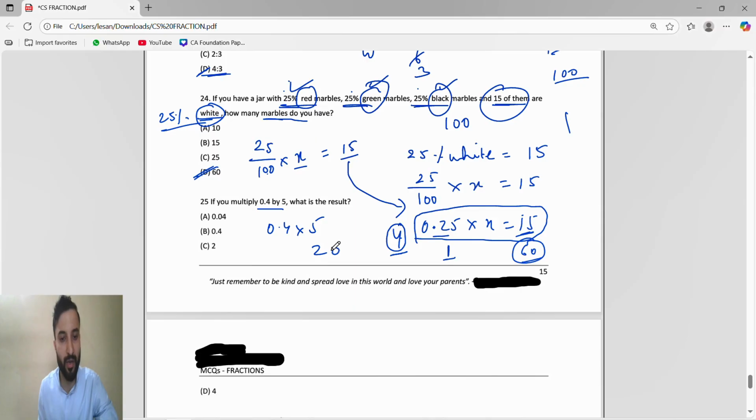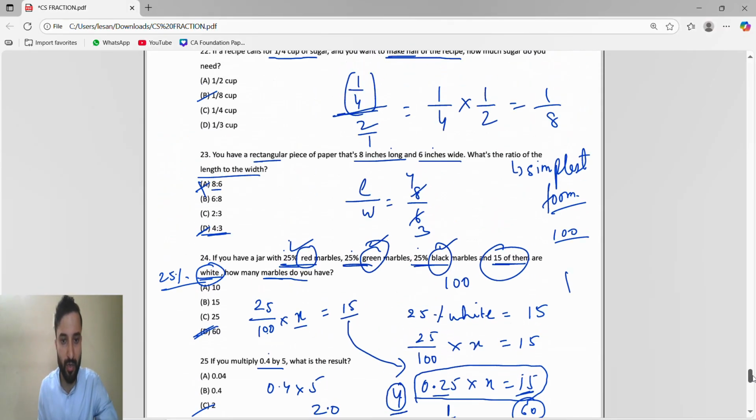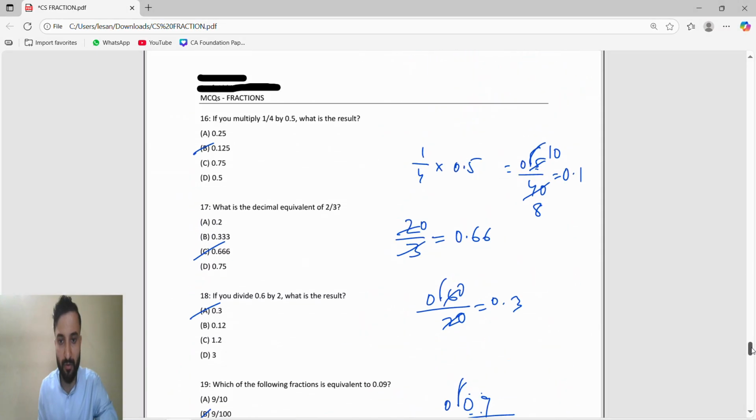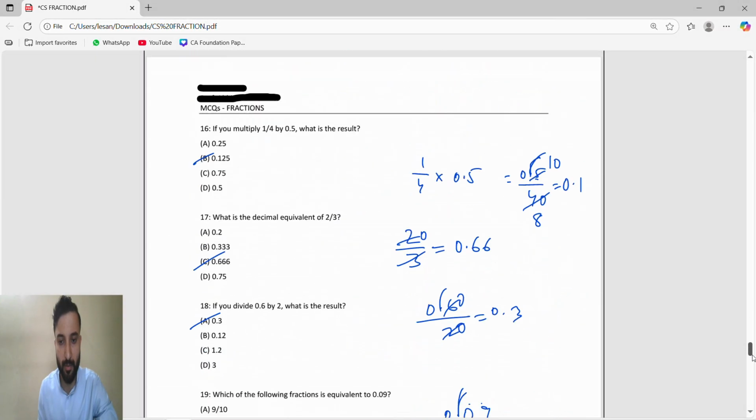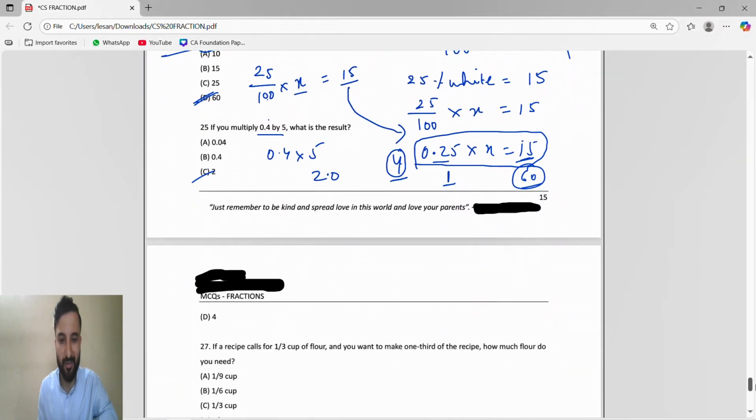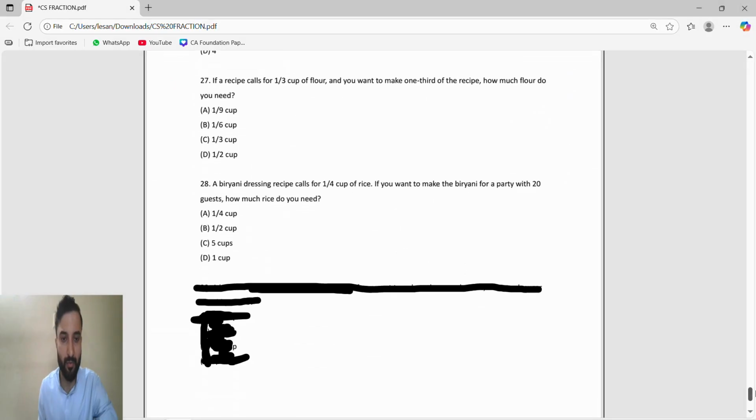5 fours are 20. After how many digits do we have a decimal? Here we don't have a decimal, but here we have a decimal after 1 digit. So after 1 digit we'll put the decimal: 2. The answer is 2. See, only this question number is 24. Apart from this, we will not get that type of question. Okay, so it happens, guys. Once upon a time, they will ask this type of question.